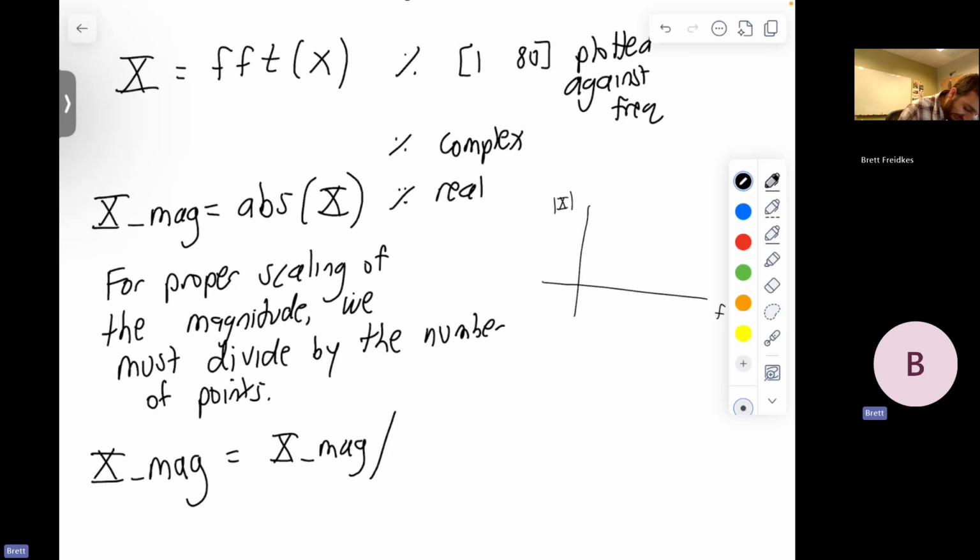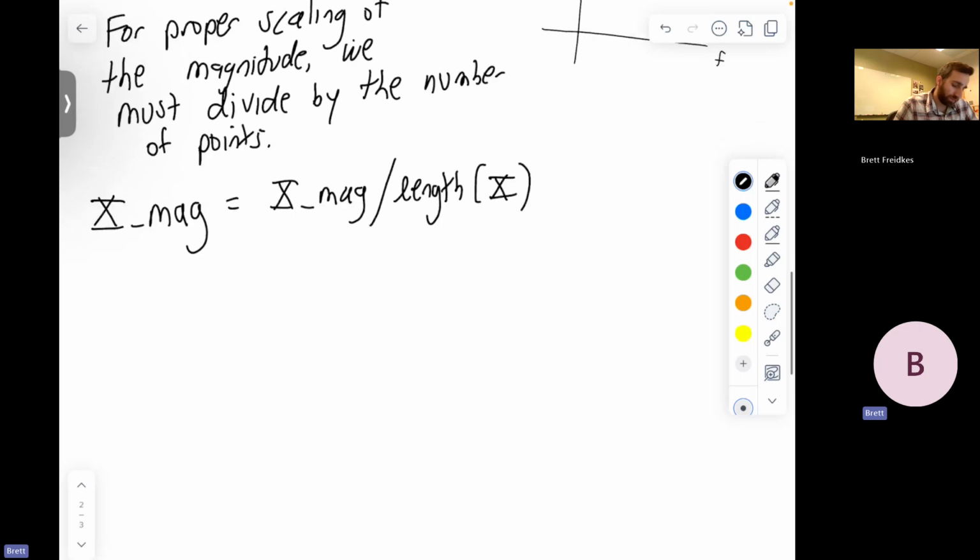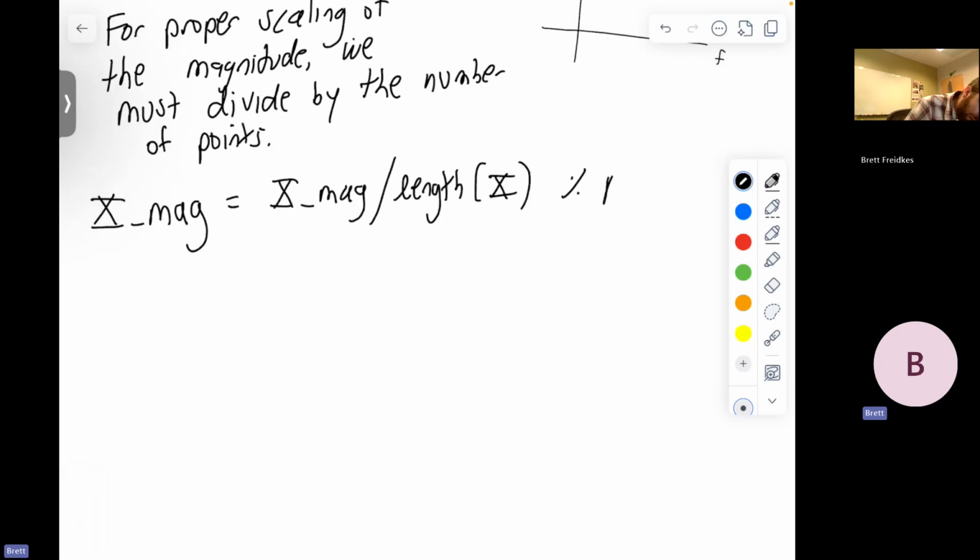I didn't define that, but I can also divide by the length of X. It doesn't have to be the length of capital X. It could be the length of little x, because that's 80. It could be the length of X mag. That's 80. I just chose this. It doesn't matter. But now, this is properly scaled. Perfect.